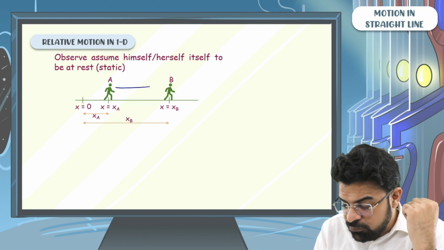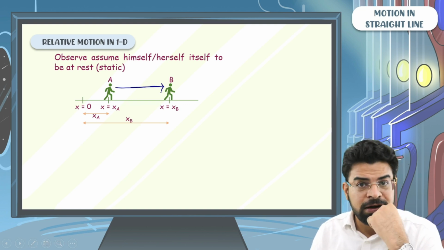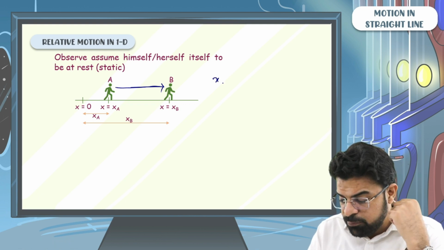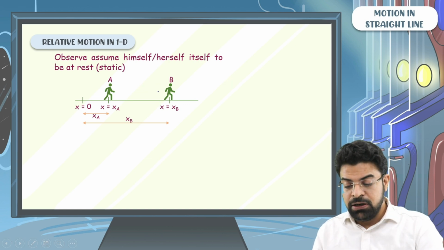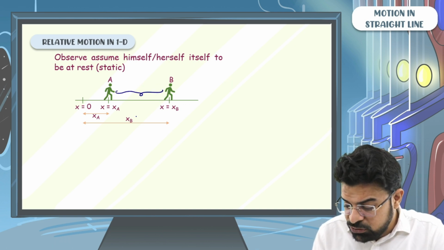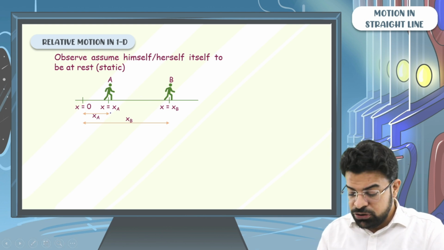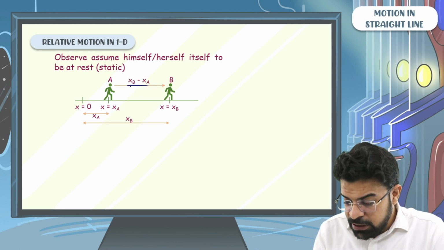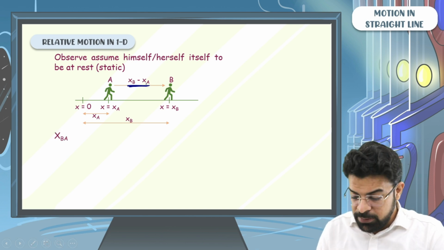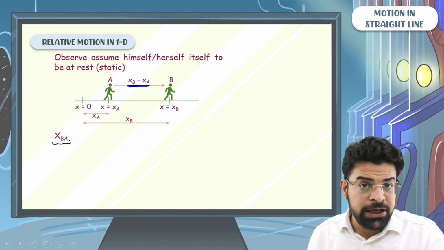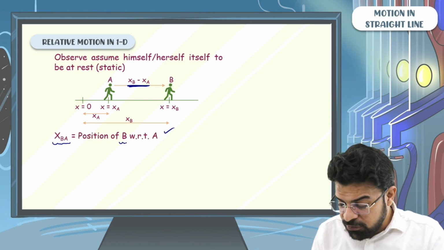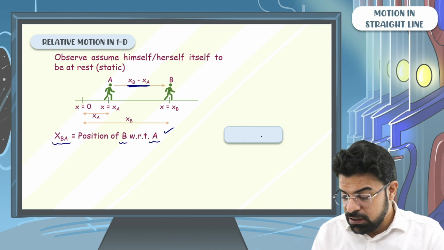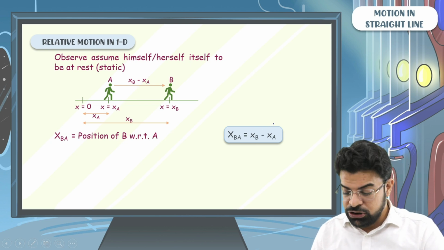So you will say, sir, position of B with respect to A will be represented by this vector. This vector will be nothing but the difference in these two lengths, xb and xa. So you can say that this will be equals to xb minus xa. So remember, whenever I say xba, it means position of B with respect to A, and that is nothing but xb minus xa, position of B minus the position of A.